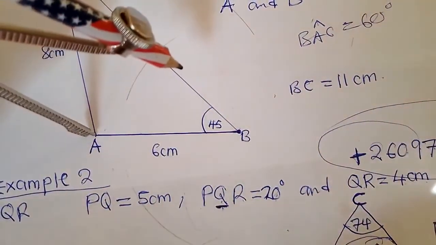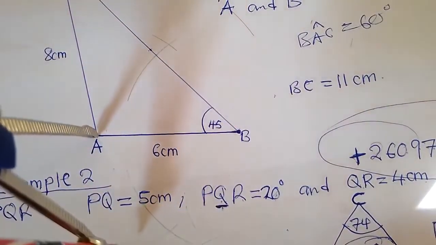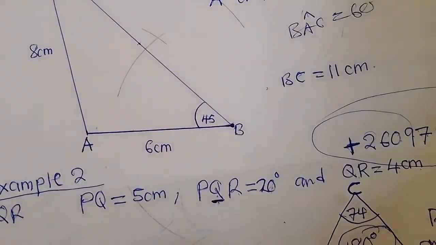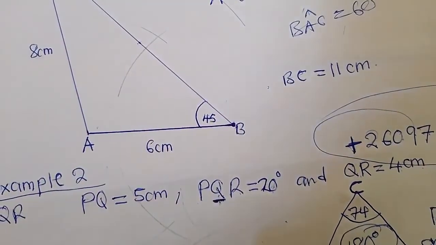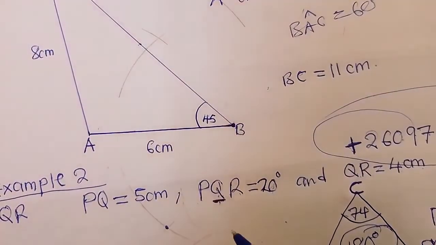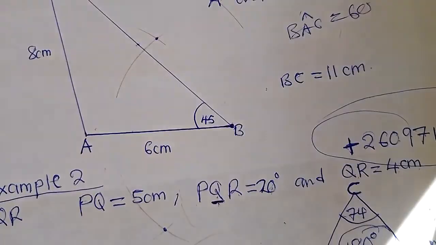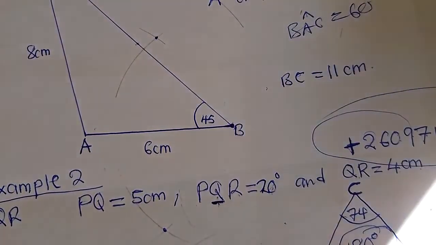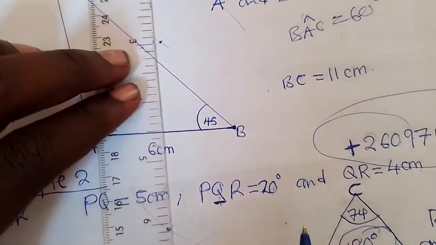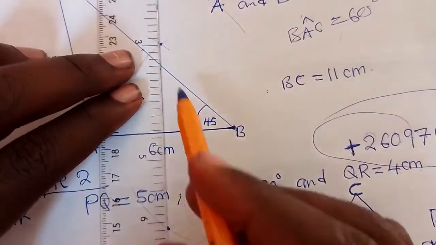From A and B, you put an arc like this. Also put an arc like this. Have you seen where these two are meeting? They are meeting here and there. Then you just join them, this point and that other point.